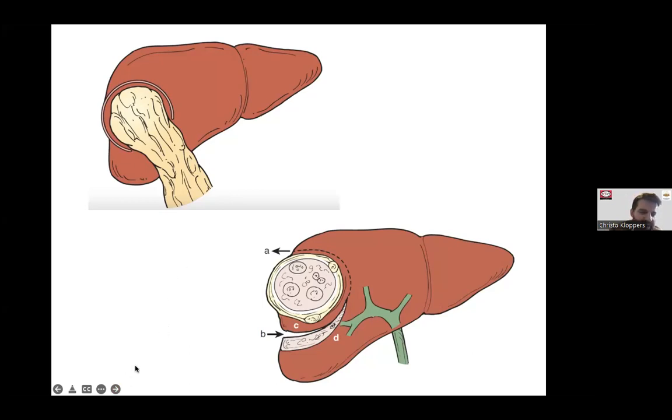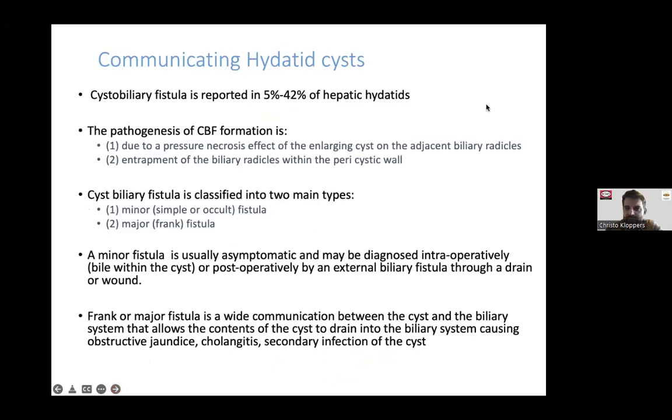What to do with the cavity? I think there is not universal consensus on it, but I think most centers would leave, if there's a piece of mobile omentum in it, you'll plug the cavity with omentum. So let's talk about communicating hydatid cysts, because those are the ones that give us lots of problems.